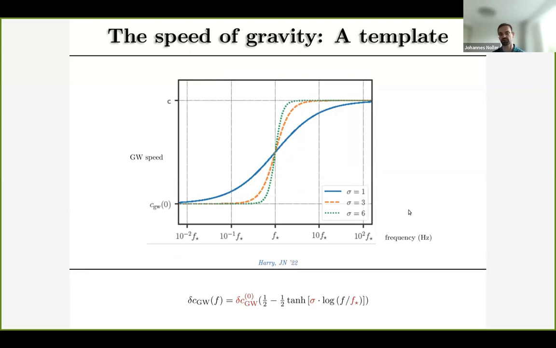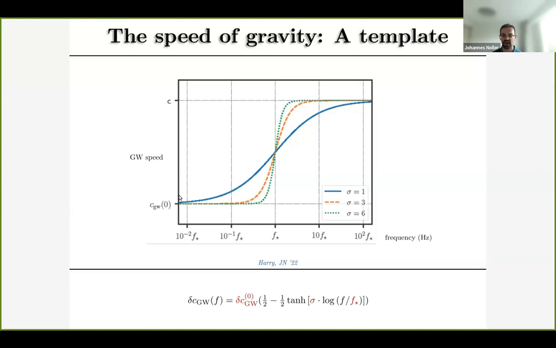So this is a kind of transition like I was showing you in the previous slide. You can see that it essentially interpolates from some asymptotic low frequency regime where there's a constant non-luminal speed of gravitational waves, as you typically get in lots of these dark energy theories. And it interpolates up to a regime where you have asymptotically the speed of light. What is our ignorance? Our ignorance is parameterized with three parameters.